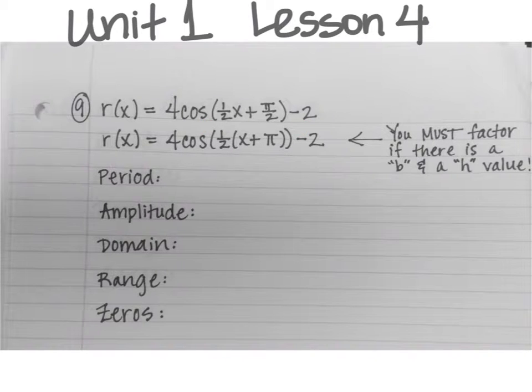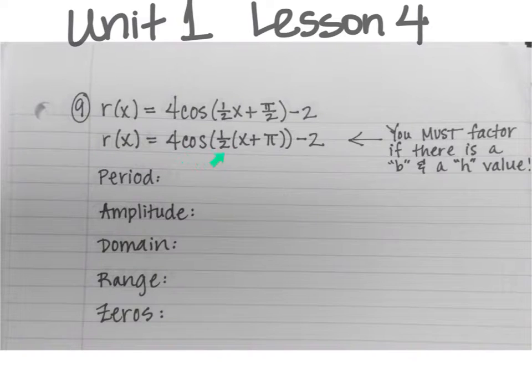The first thing you need to do when you look at r of x in its original form, the one that's on your notes packet, is realize that there's both a b value and an h value. So there's a value that is being multiplied by x, and there's also a value that's being added or subtracted to the x value. Whenever we're messing with the input in these two different ways, we need to factor before we do anything else.